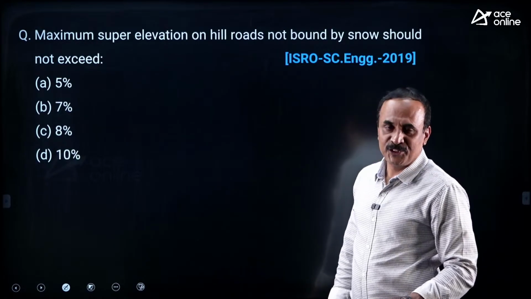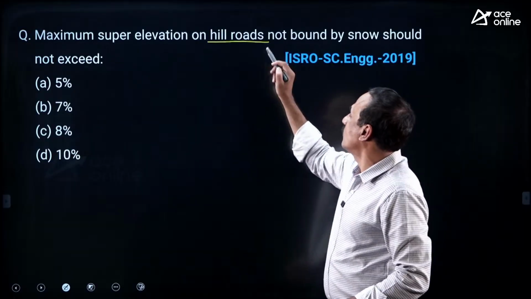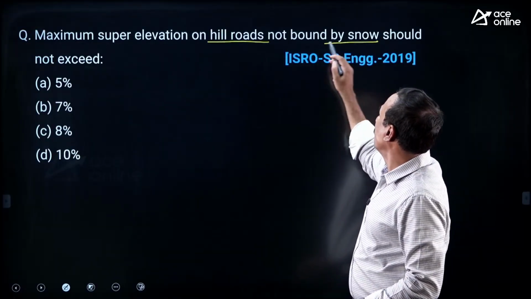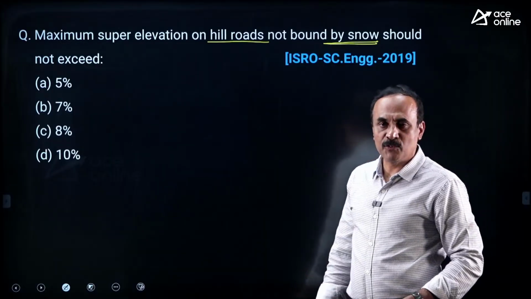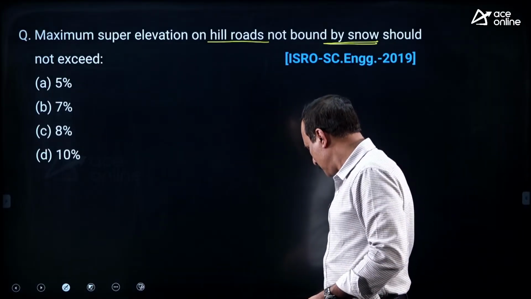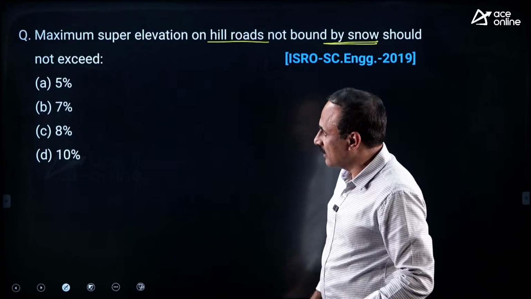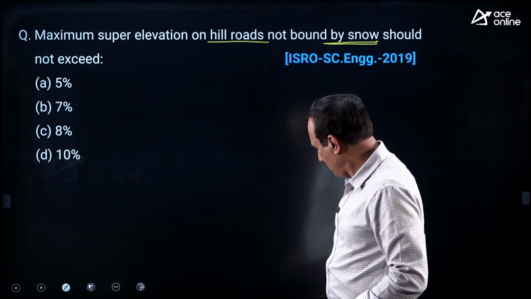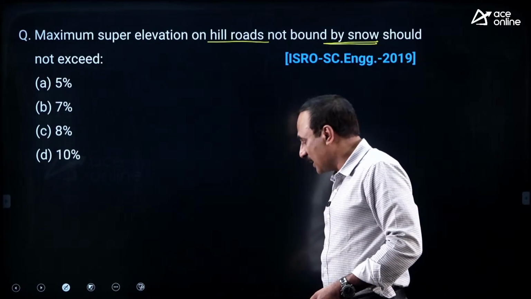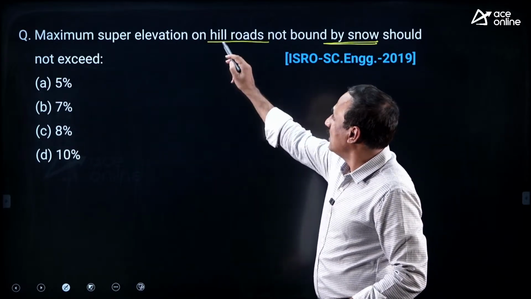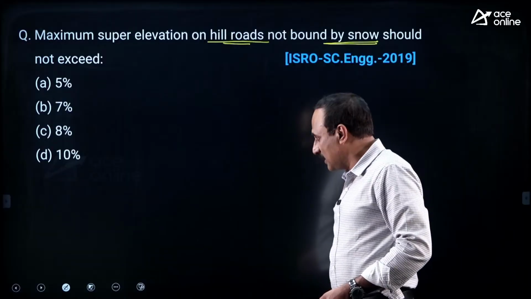Try this standard memory oriented question. Maximum super elevation on hill roads not bound by snow. Without snow, if you have hill road, what is the maximum value of super elevation? Please comment. Somebody giving Bombay, somebody giving Chennai. Both are wrong. Maximum super elevation hill road without snow, yes, 10%.